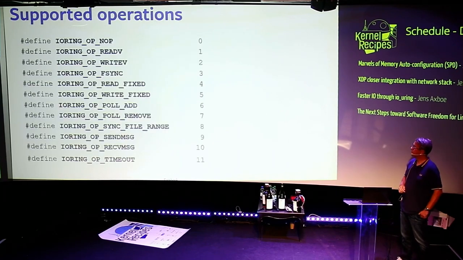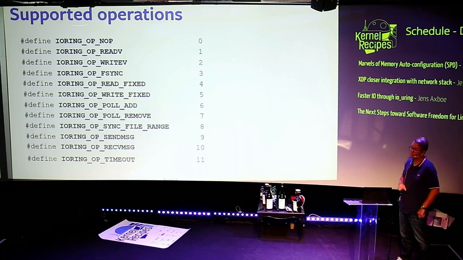Quick overview of the opcodes that are currently supported for io_uring. NOP is pretty self-explanatory. It just produces a completion queue entry upon entry to the kernel. I use it to benchmark the interface so we can see what sort of throughput we can get. readv and writev, or vector read and write operations. We have an fsync, similar to the one in AIO. Then we have read fixed and write fixed, which are versions of readv and writev. I'll get into those a little bit later too.